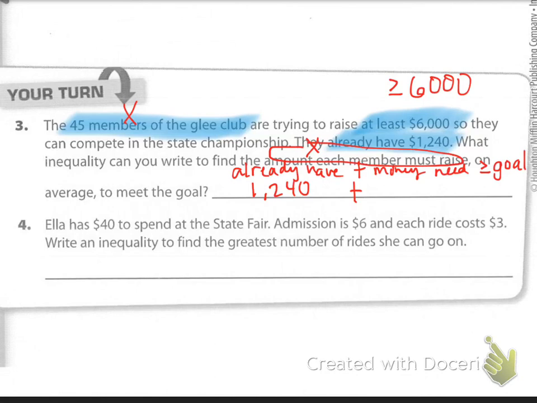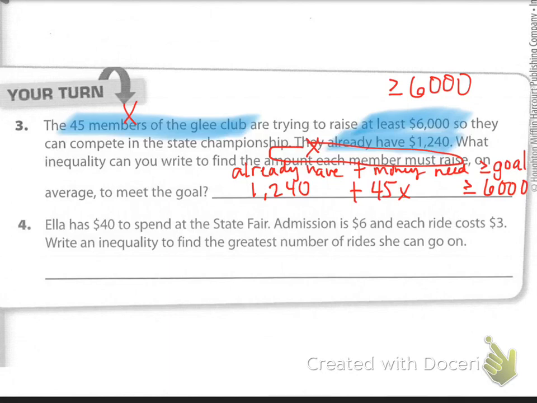Well, here's x right here. What are we doing to x? We're multiplying it by 45, so 45x, the amount each member has to raise. And that has to be greater than or equal to our goal, which is $6,000, which makes sense. You have what you already have, plus the money you need, which your 45 members are going to raise. And that has to be greater than or equal to $6,000.